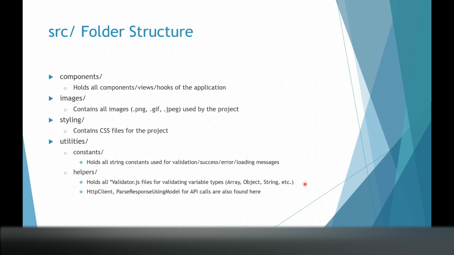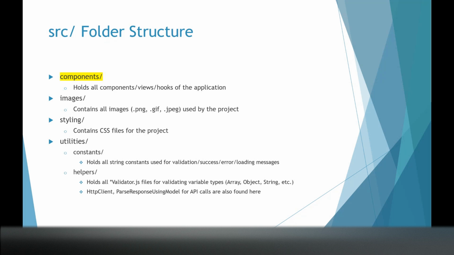So with JavaScript, most of the variables are loosely typed, meaning that as you assign values to a certain variable, it's going to take up whatever that type is, and you can always change it. So there's no way to strictly do it. So in order to help with validations as you're making API calls or as you're doing some conditional checks, I've created all those validator files, and you can find them in the helpers folder. And lastly, the HTTP client and parse response using model. These helper files are also contained under that helpers folder.